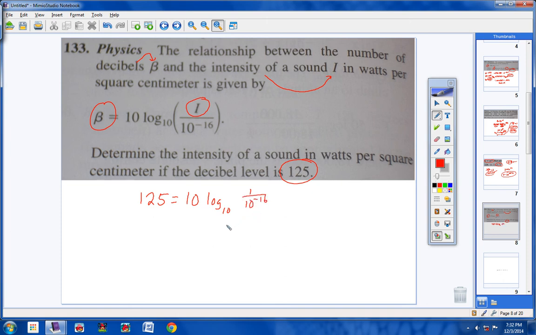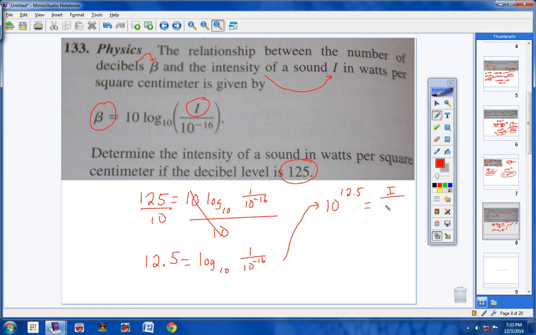Now students, look, what I have here is a logarithmic equation. And here's what I've taught you to do. I have taught you that whenever you have one logarithm on one side, get the logarithm all by itself. So we don't want this 10 right here, so we're going to divide both sides by 10. And now I have this 12.5 equals log base 10 of this. Now what I've taught you to do after you have one logarithm on one side isolated, write it exponentially. So here we go. If I write this exponentially, I will have this: 10 to the 12.5 power equals I over 10 to the negative 16.